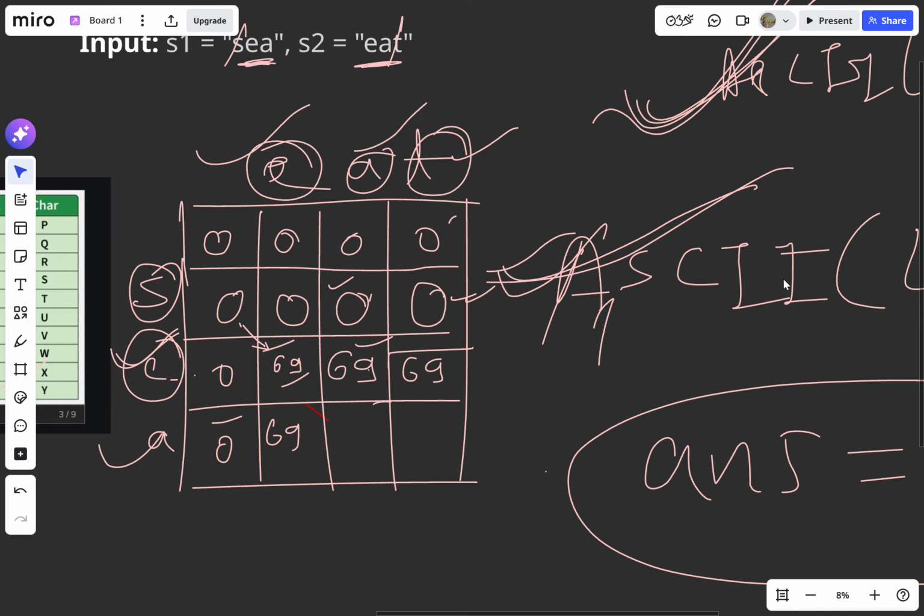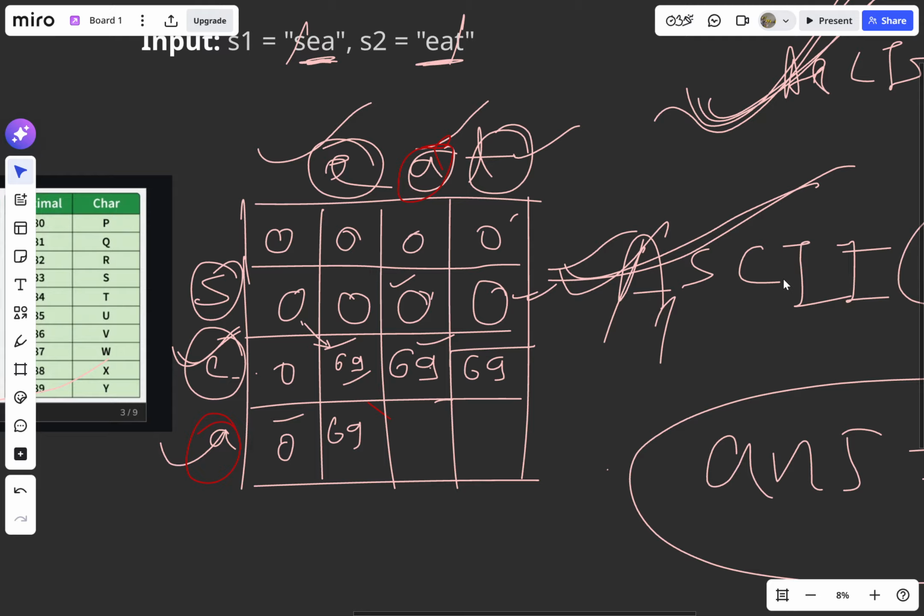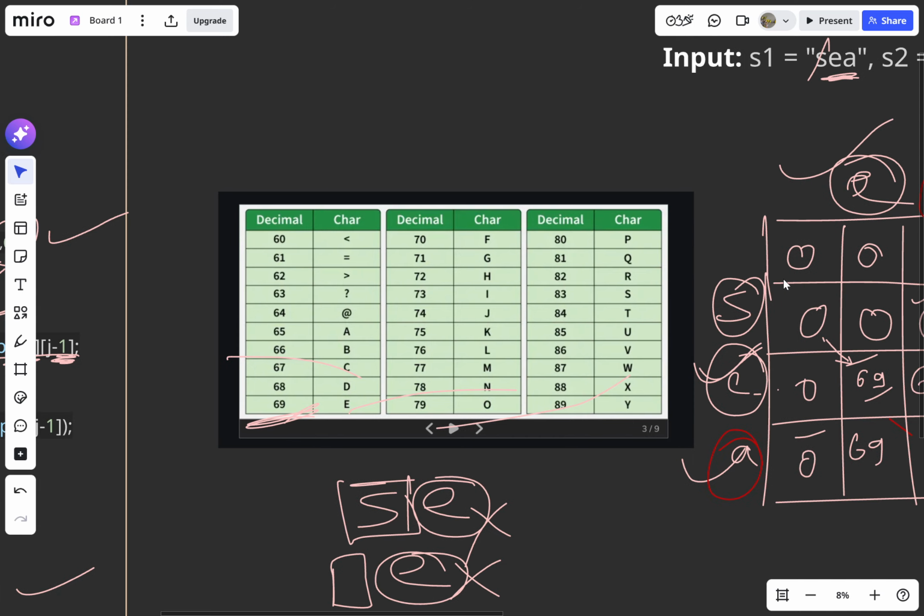Now we have the A and A as a similar one. Okay, A and A both are similar. Now we will take the ASCII value of A, which is 65. Okay, you can see here the 65 ASCII value.